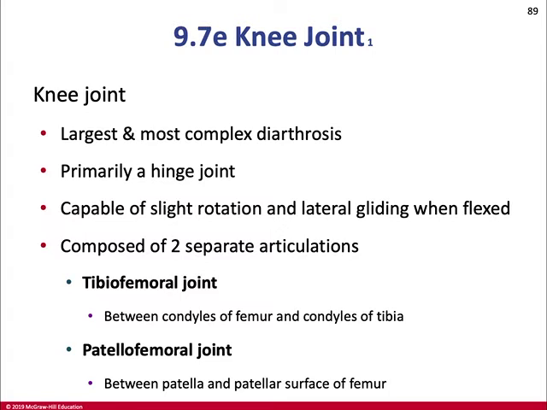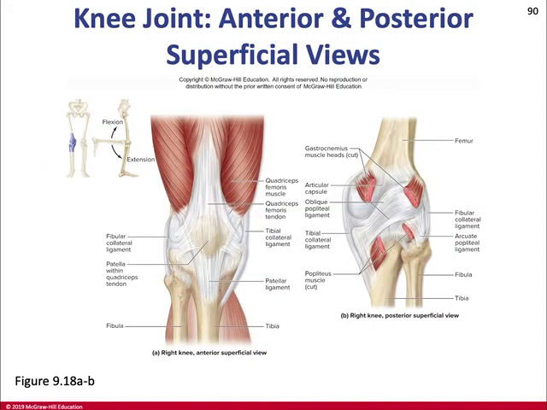It's capable of rotation and lateral gliding when you flex it, and it's made of a tibiofemoral and patellofemoral joint. You can see it here. This is the quadriceps tendon. This is the patellar ligament. This is the medial collateral and lateral collateral ligaments, all right? And there's the patella right inside this dense regular connective tissue.